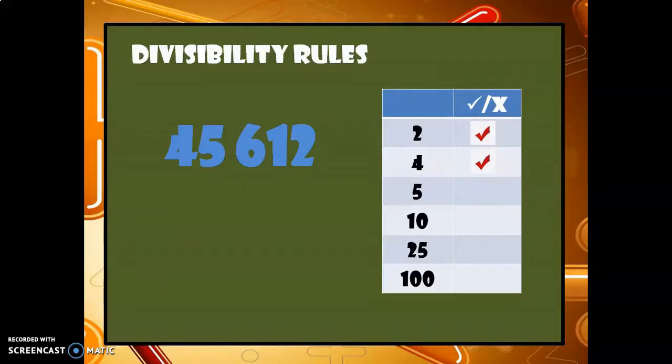Divisible by 5? No, it is not. You are correct. Divisible by 10? It is not. Very good. Okay, what about divisible by 25? No, it isn't. Alright, that's great. Okay, divisible by 100? Of course, it is not. Okay, very good. So there you go.